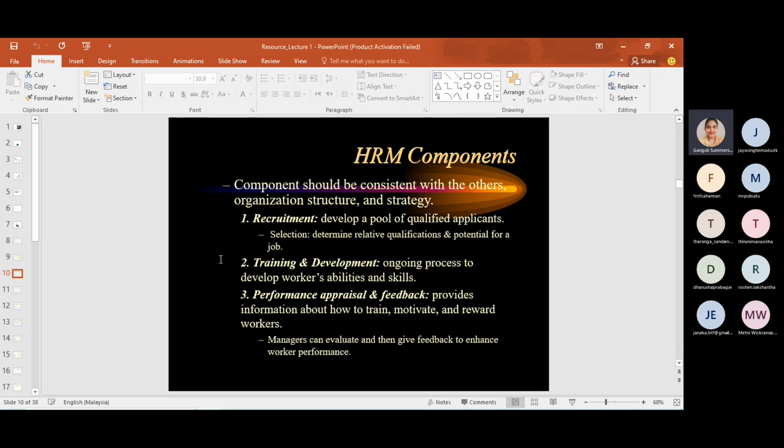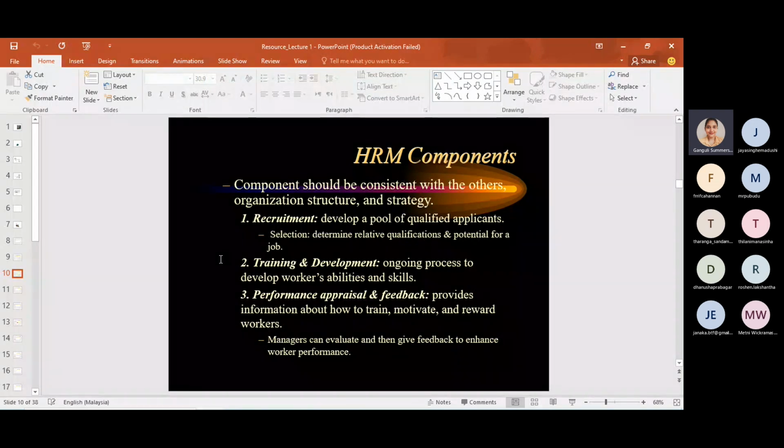And development is something that happens throughout your work experience. Development is something that happens from the day that you join an organization until the day that you resign. So development is something that happens throughout. And then performance appraisal and feedback.